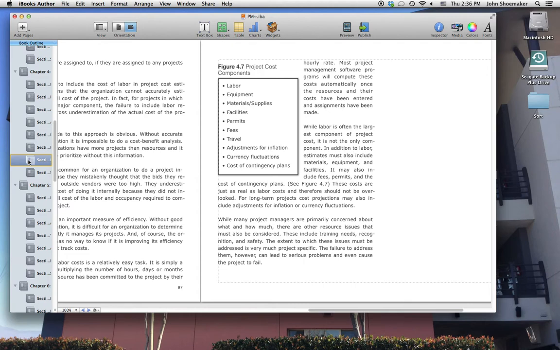fees, travel. Those are all things that from time to time can become an important component of the cost of the work package. Remember, at this point, we're not concerned with the cost of the project. We're focusing on estimating the costs of each individual work package, which will then add up to come to a total cost for the project.